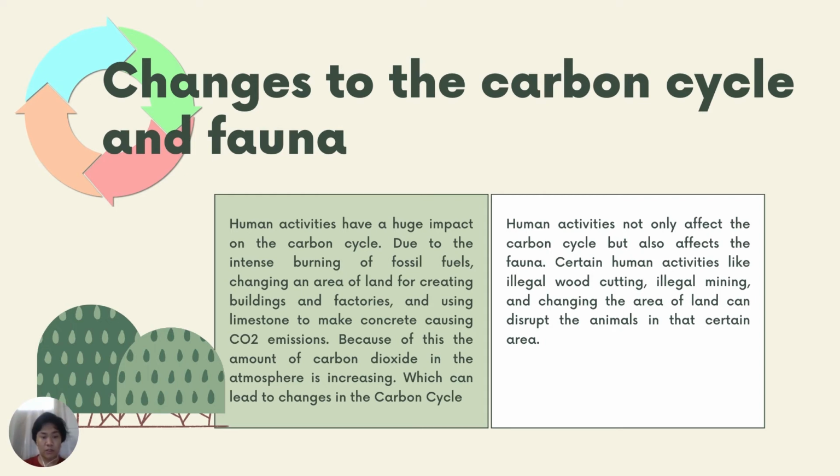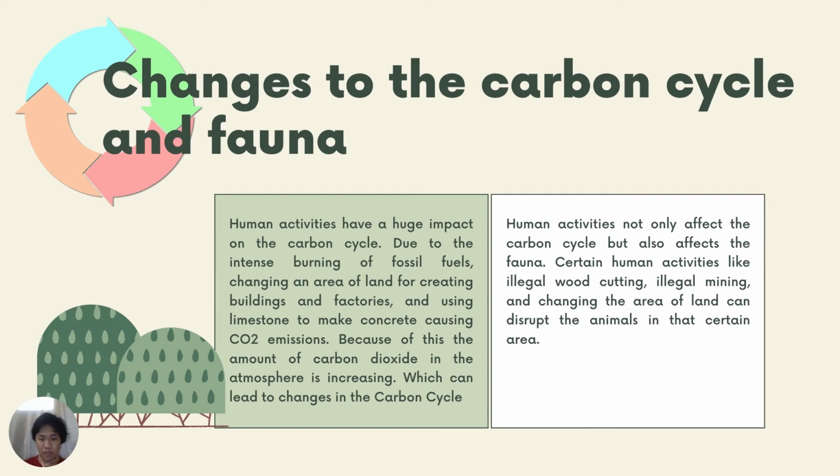The changes to the carbon cycle and fauna: human activities have a huge impact on the carbon cycle due to the intense burning of fossil fuels, changing an area of land for creating buildings and factories, and using limestone to make concrete, causing CO2 emissions. Because of this, the amount of carbon dioxide in the atmosphere is increasing, which can lead to change in the carbon cycle. Climate change is also an effect of the high amount of carbon dioxide in the atmosphere.